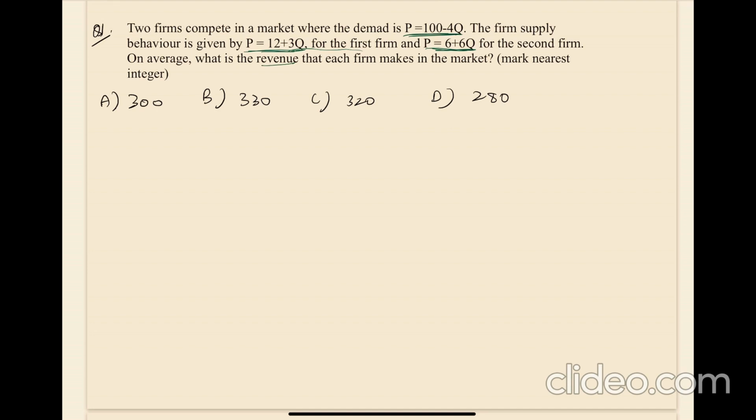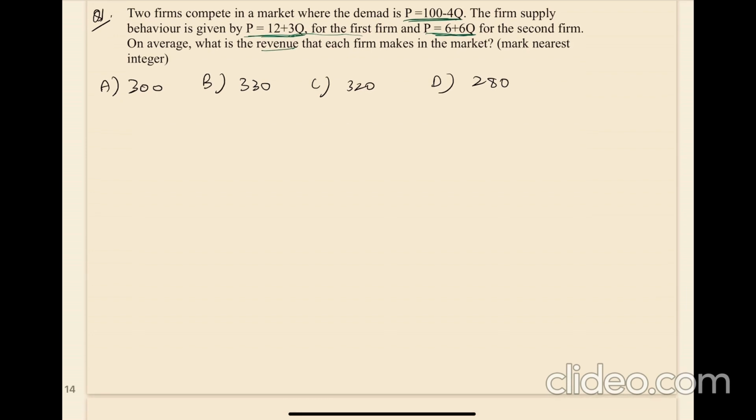Sometimes we may not get any sort of clue as to where to begin such types of questions. Now, let us see what they have given. Let us first write that. So, they are saying that the market demand is this. So, P is 100 minus 4Q. And then the supply of two firms is given as P is 12 minus 3Q. And then P is 6 plus 6Q. Okay. So, we are just given demand and supply.